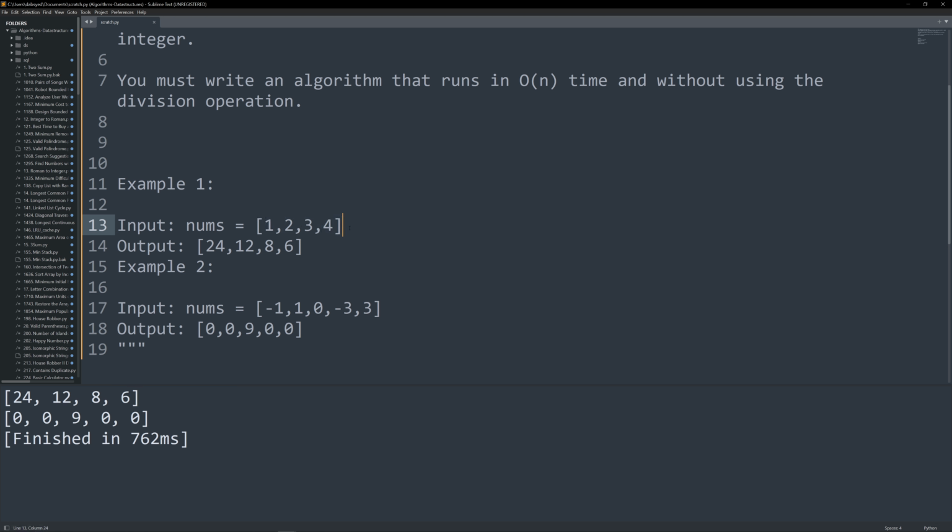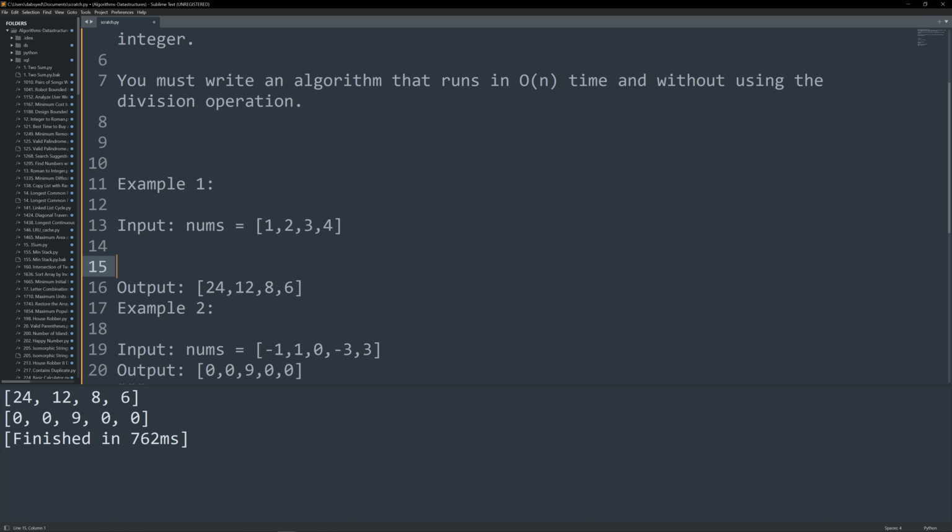array using the division operation, what you would do is find out the product of all the elements of the array. So basically 1 into 2 into 3 into 4, that would be equal to 24, and then you would divide that particular product by each element so that you can find out the product except self. So 24 divided by 1 would give 24, 24 divided by 2 gives 12, 24 divided by 3 gives 8, and 24 divided by 4 gives 6.